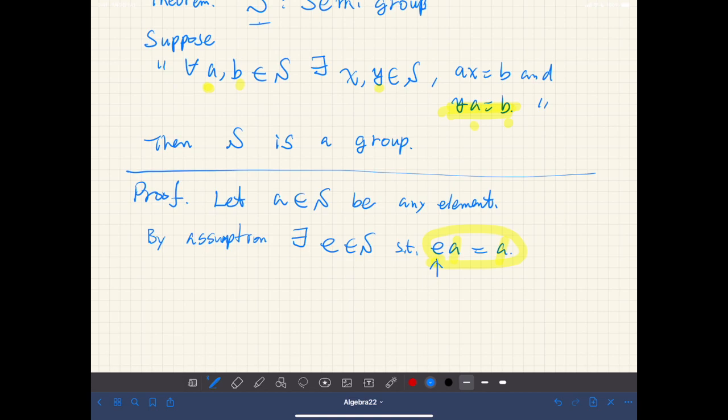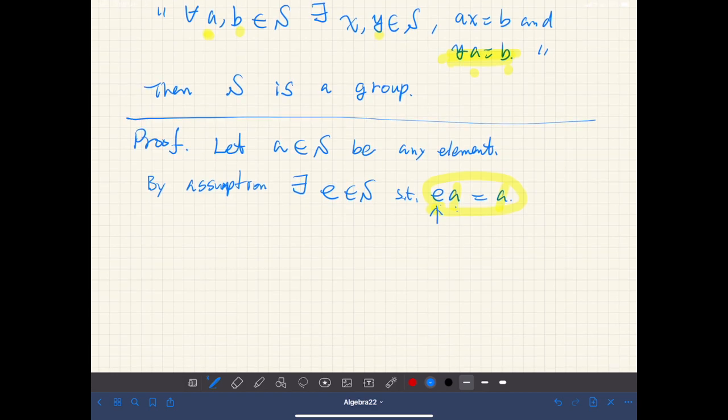But at this point, this E may depend on the choice of A. We need to show that the same E also satisfies the same equation, such as EB is equal to B, and so on, for any element B. So this E and this E should be the same E. That's what we are going to show now. So let B be any element of S.